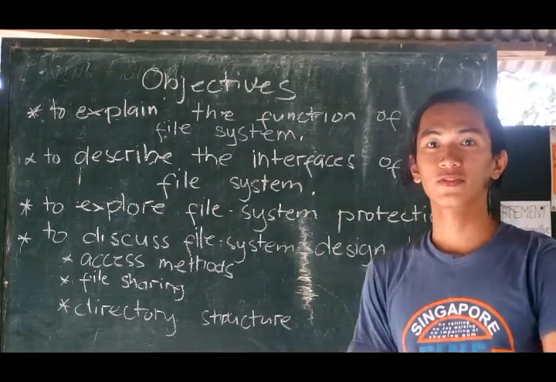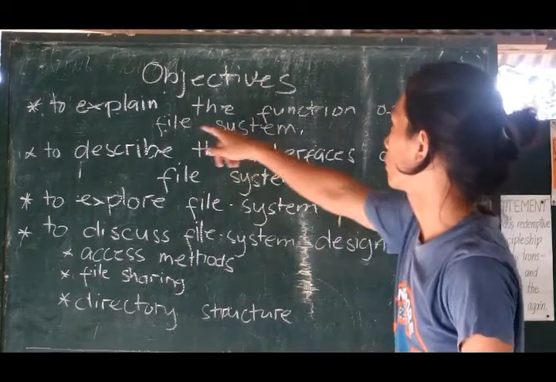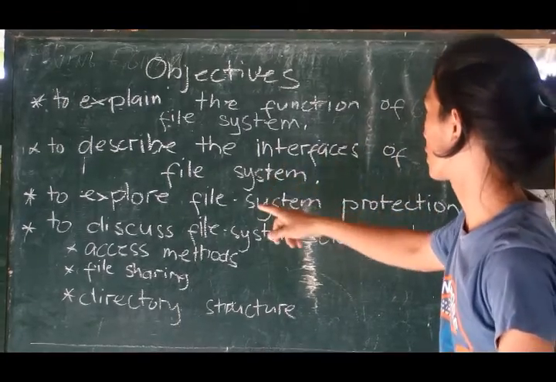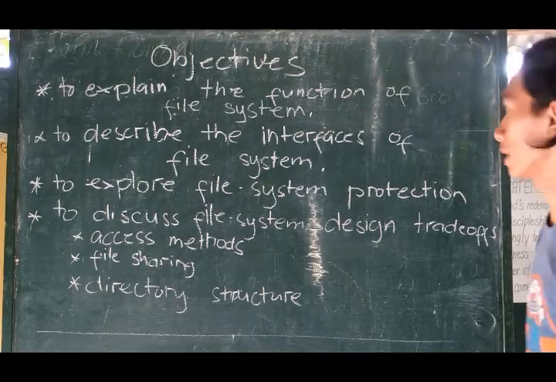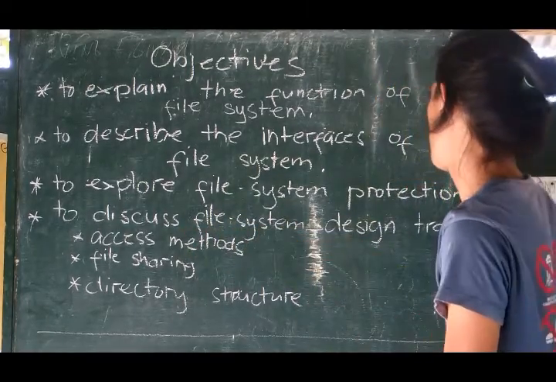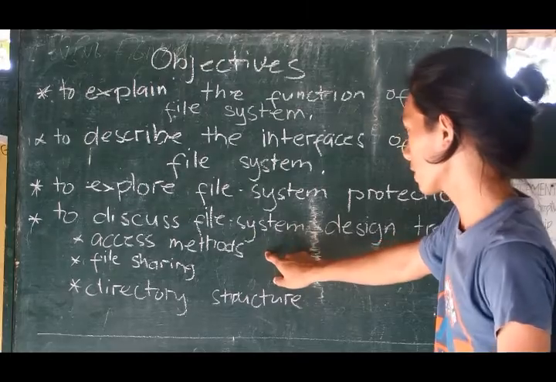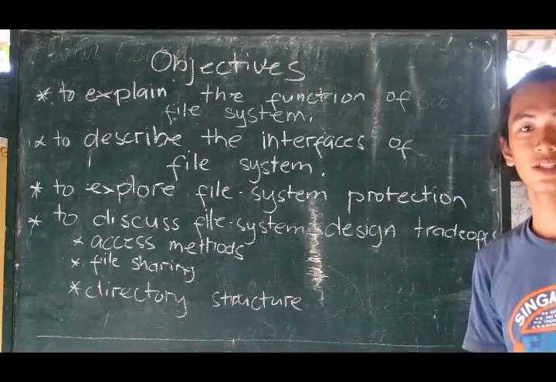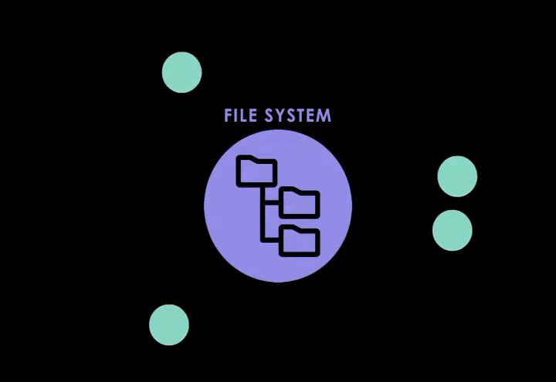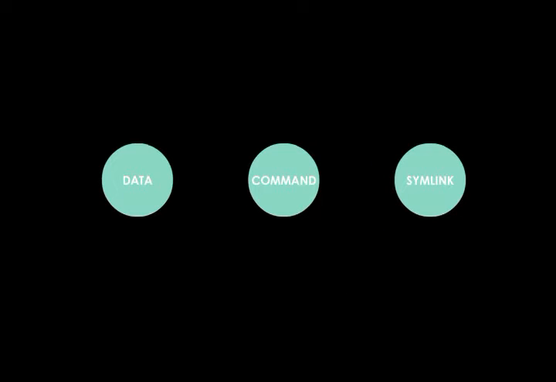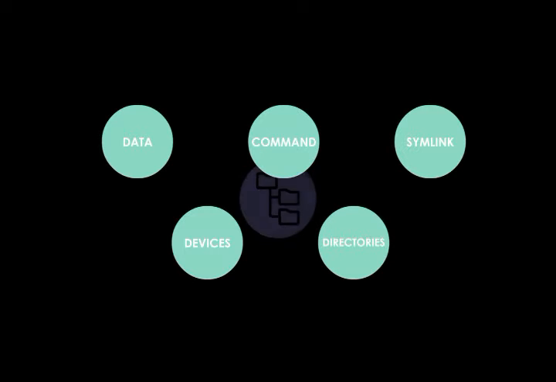The objectives of the file system interfaces are to explain its functions, describe the interfaces, explore the protection of the file system, and discuss the file system design trade-offs like access method, file sharing, and directory structure. The file system is the structure in which all the information on your computer is stored. Nearly everything that has an identity on your system, data, commands, symbolic links, devices, and directories, are represented as items on the file system.